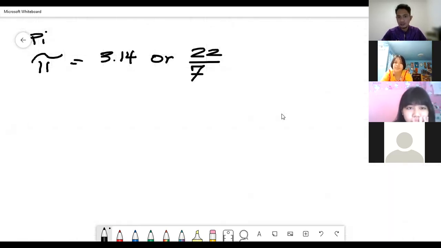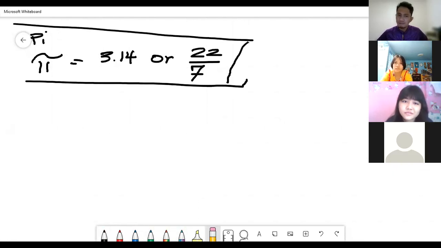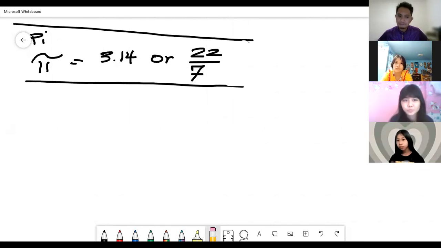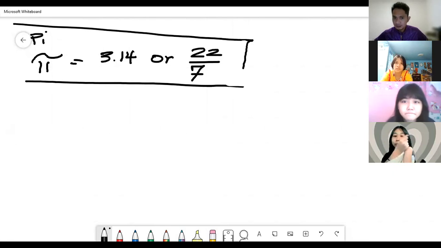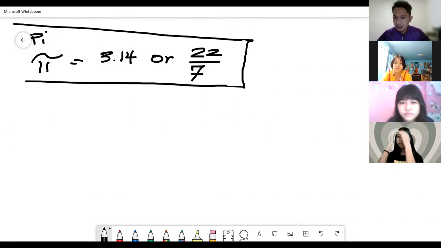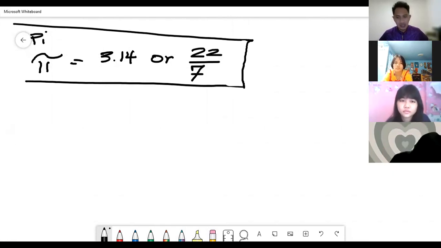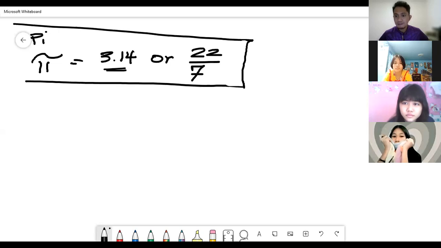Okay, do not forget this one, pi will never change. The value of pi will never change. Someone asked, teacher, can I put 3.15? Teacher, can I use 3.10? No, cannot. Pi will not change. Since I was a kid, I studied this one, like you. Until now, it will never change. This is constant, okay? Now remember this one, pi is equal to 3.14 or 22 over 7.